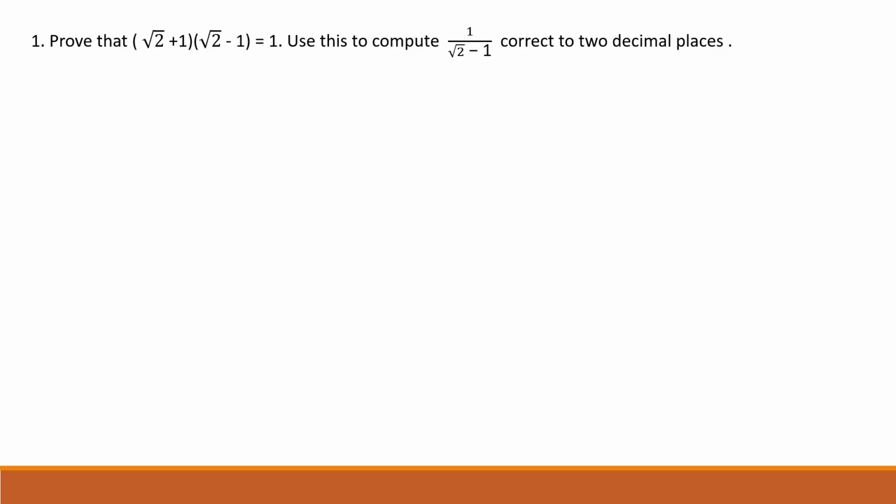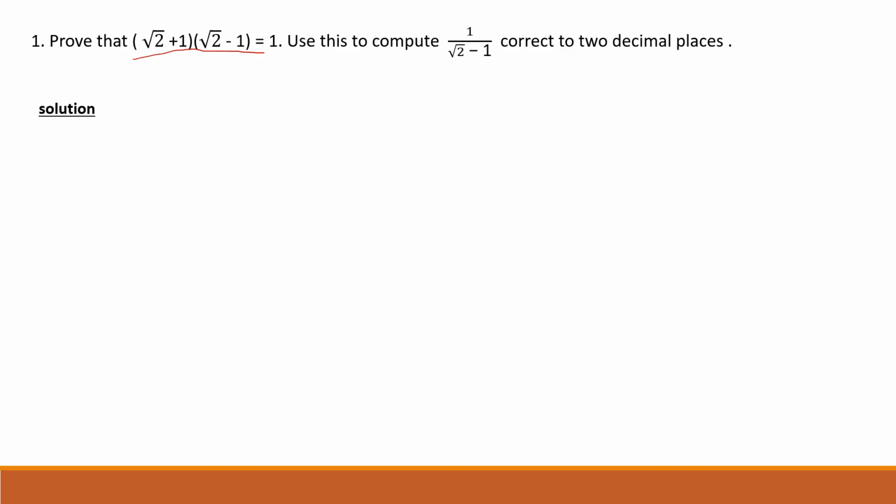All of you read the first question. Prove that (square root of 2 plus 1) into (square root of 2 minus 1) equal to 1. Use this to compute 1 by (square root of 2 minus 1) correct to 2 decimal places. Here first of all you have to prove the first part, and using that result you must find the value of 1 by root 2 minus 1 to 2 decimal places.